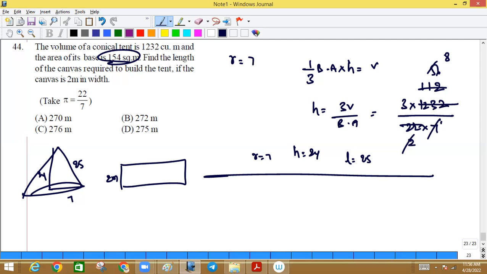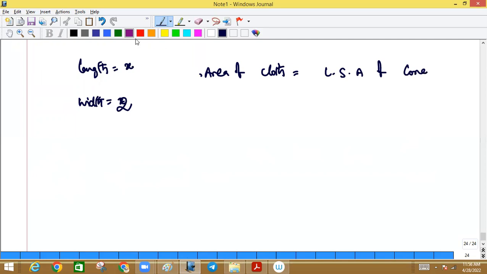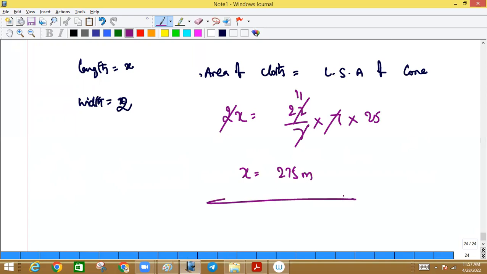So equate the lateral surface area to the area of cloth required. Let's say the length of cloth is x. Width is given as 2. Area of cloth is equal to the lateral surface area of what? Cone. What is the area of cloth? Length into breadth, that is 2x, is equal to the lateral surface area, 22 by 7 pi r l. I'll cancel this and this. 2 1s are 2, 11s are 11. x is equal to 275 meters.